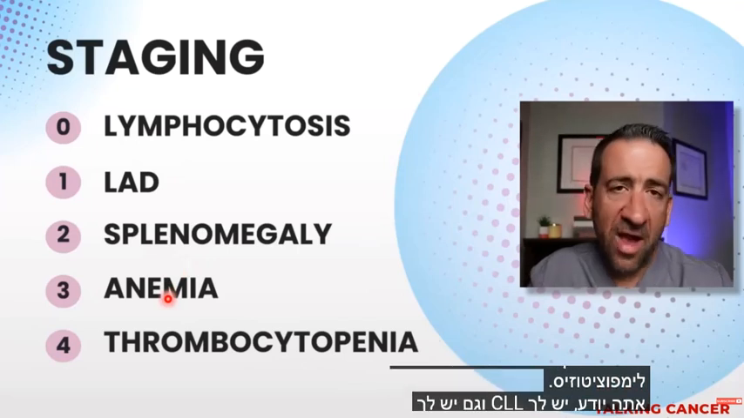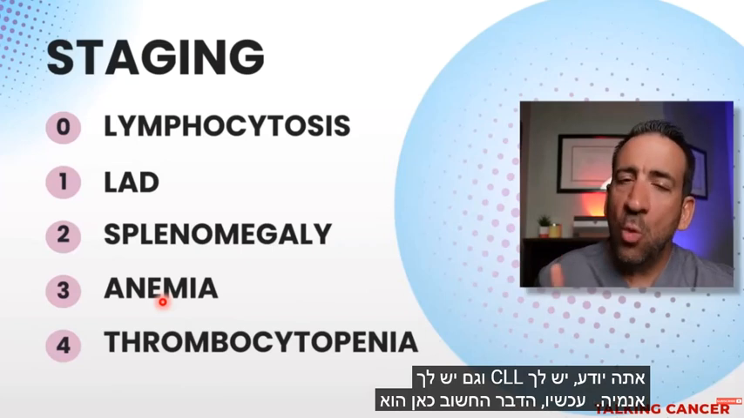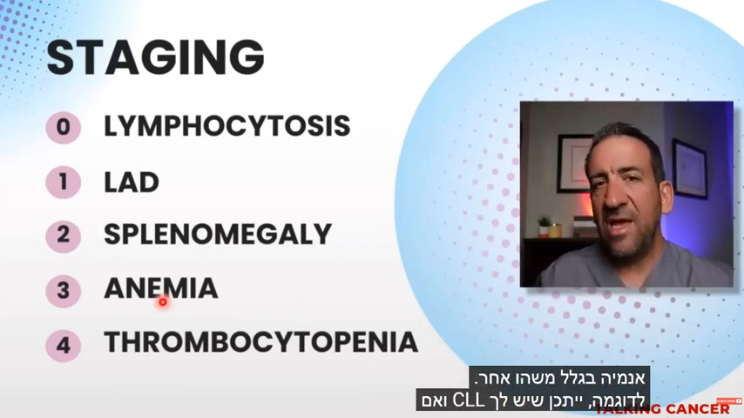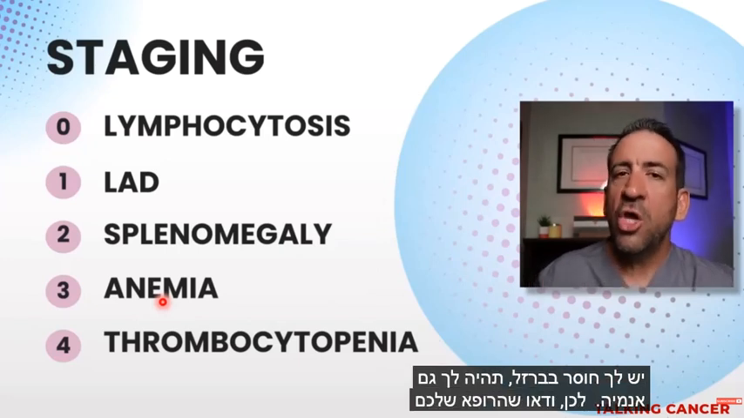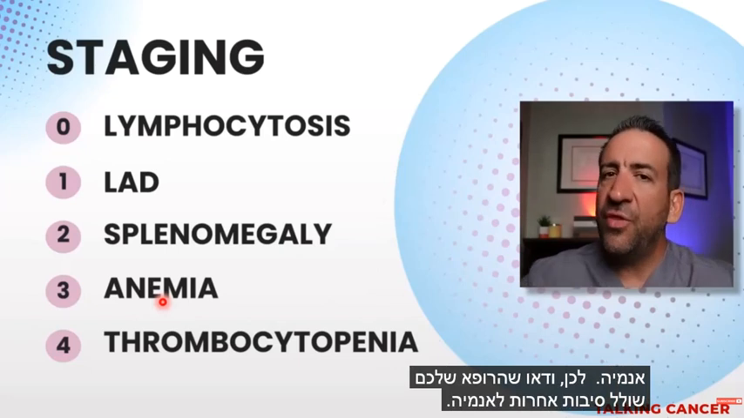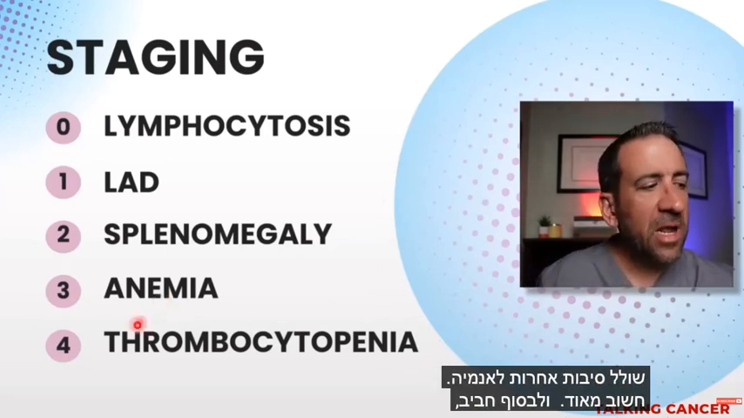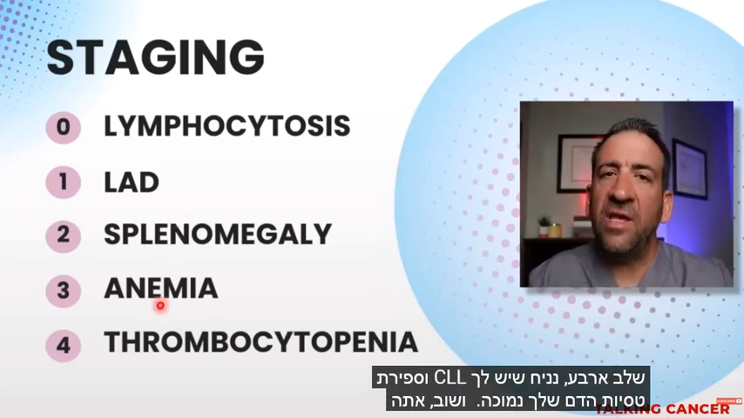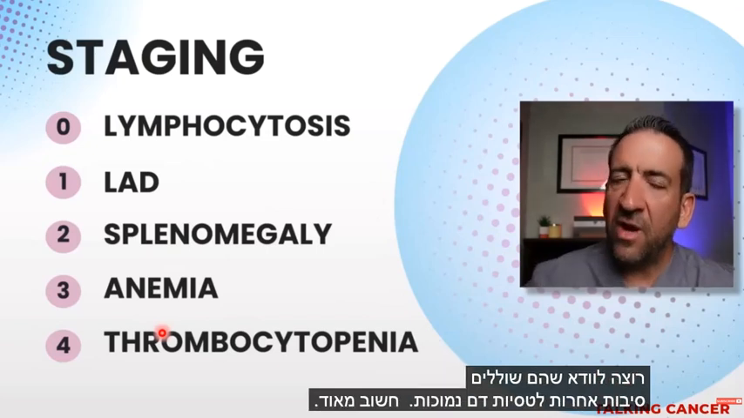lymphocytosis. You have CLL and you also have anemia. Now, the important thing here is you want to make sure that you don't have anemia because of something else. For example, you may have CLL, and if you have iron deficiency, you will also have anemia. So make sure your doctor excludes other reasons for the anemia. Very important. And last but not least, stage 4 is that you have CLL and your platelet count is low. And again, you want to make sure they exclude other causes of low platelets.